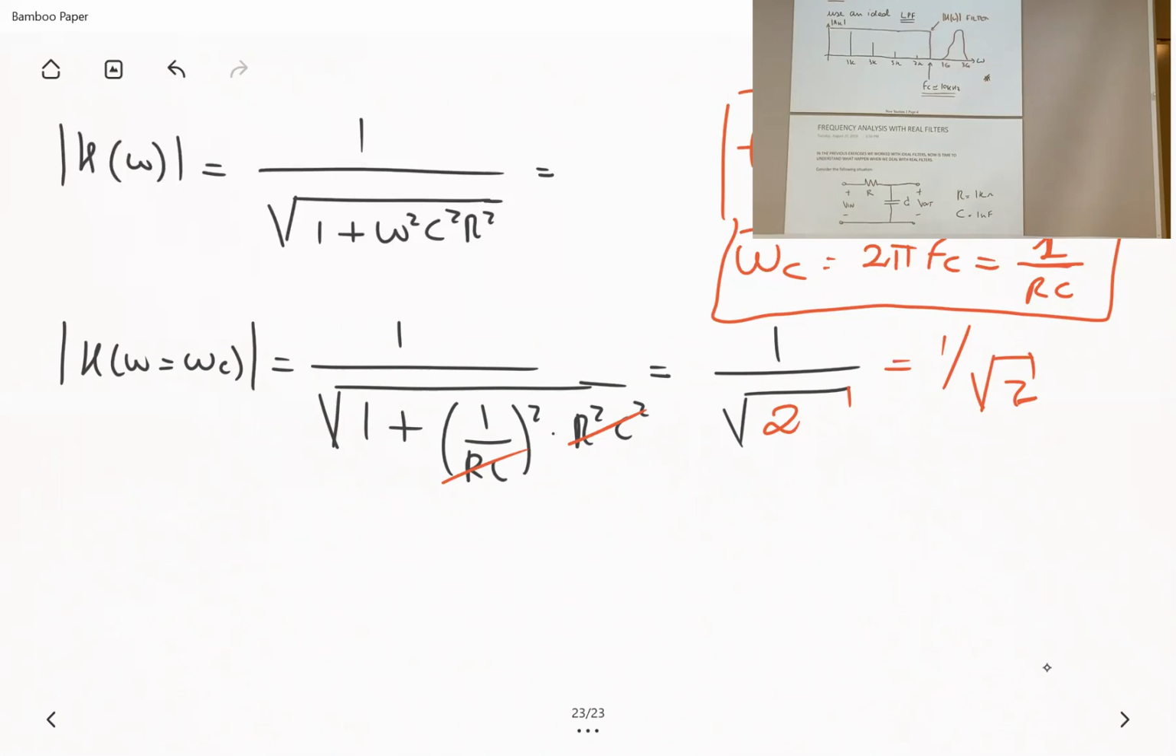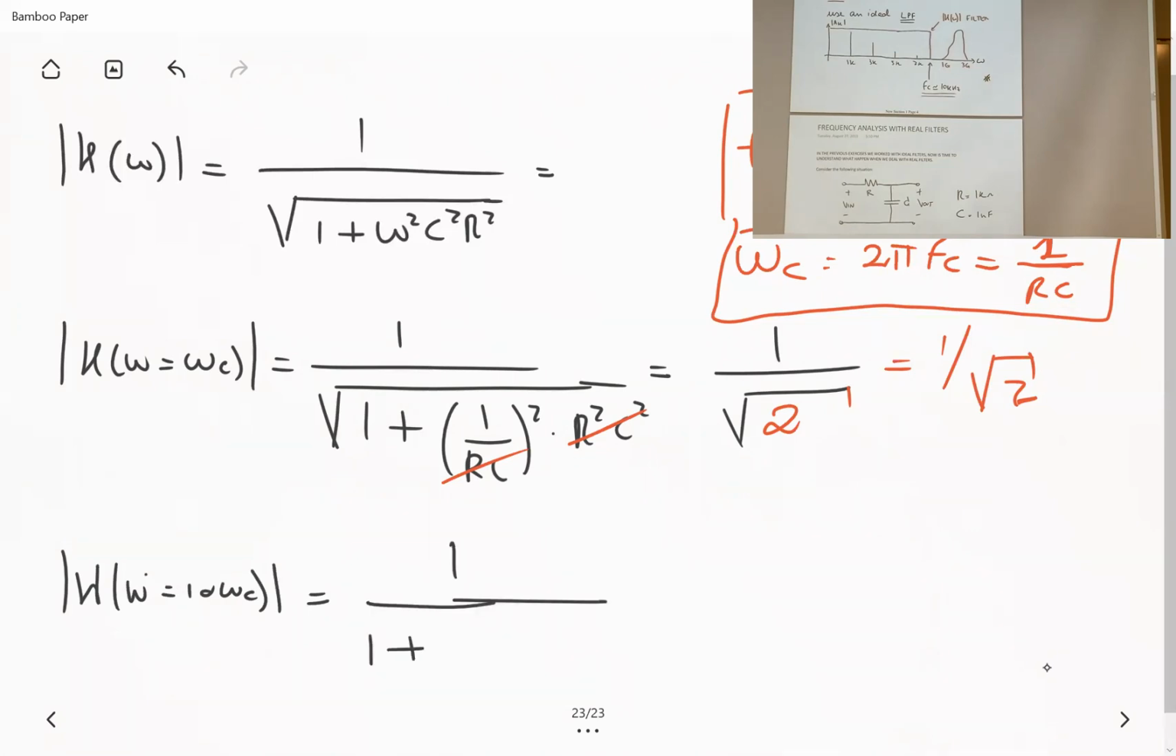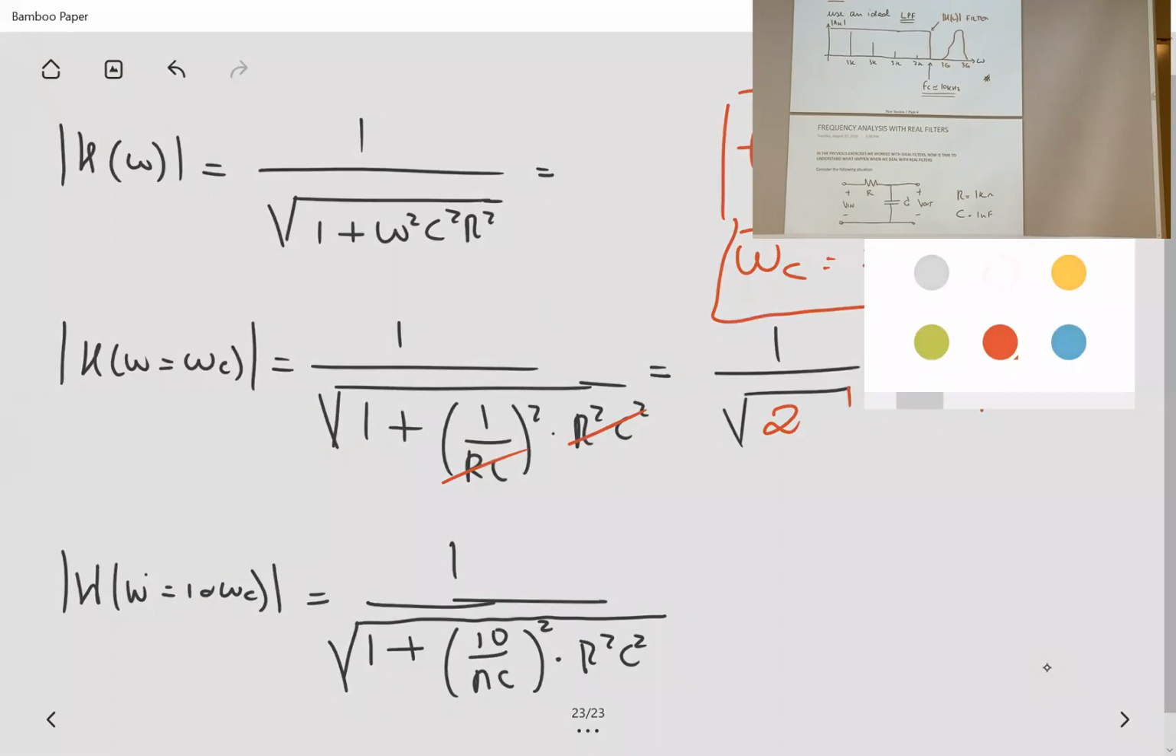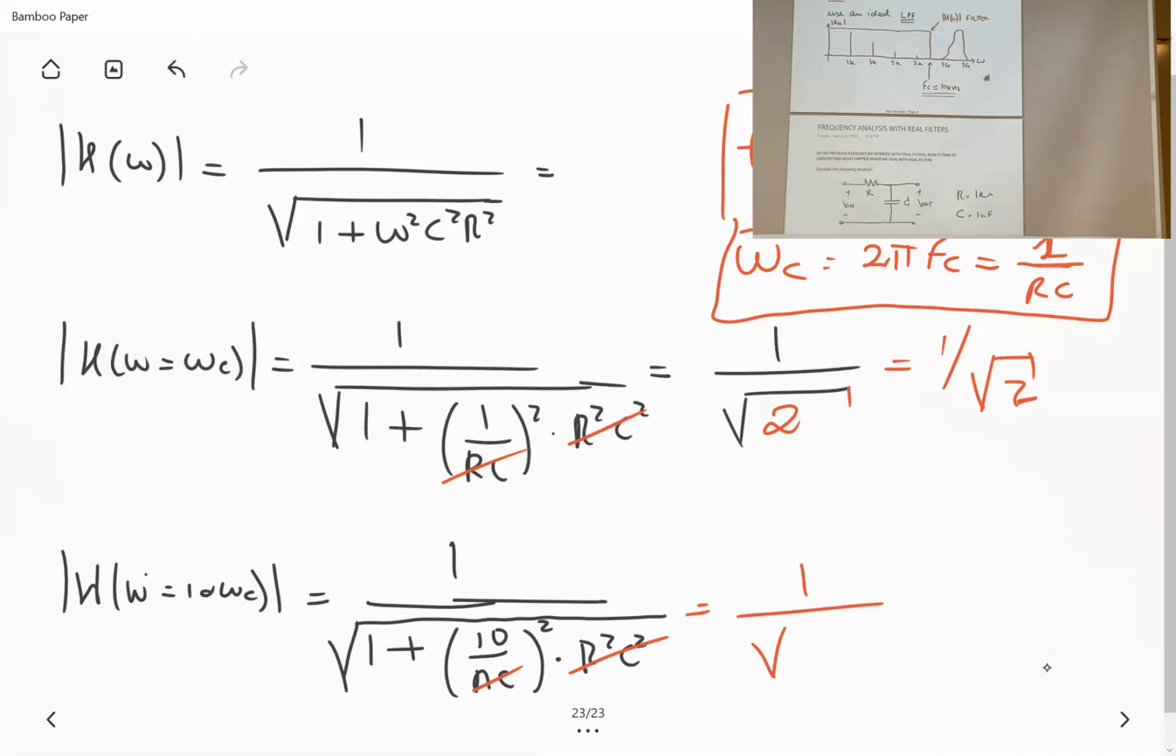And let's now evaluate the same function at 10 times omega c. Let's see what happens. So I'm going to do H(omega) equal to 10 omega c. So here I have to just write 10 over RC, squared, multiplied by R squared C squared. Let's simplify with that. 1 over the square root of 1 plus 100. How much is 1 divided by the square root of 101? Let's see who gives the correct answer. Without a calculator, of course.